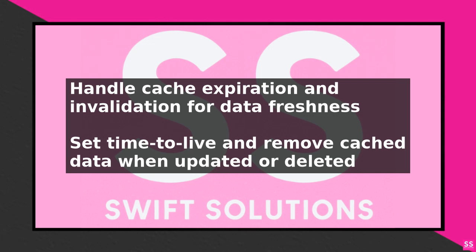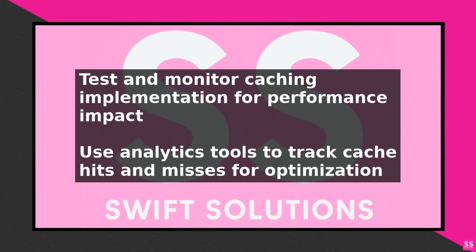Step 4. Test and monitor your caching implementation. Test your caching logic to ensure it is working correctly. Monitor your application performance to see the impact of caching on reducing API requests and improving response times. Use analytics tools to track cache hits and misses, and adjust your caching strategy accordingly.